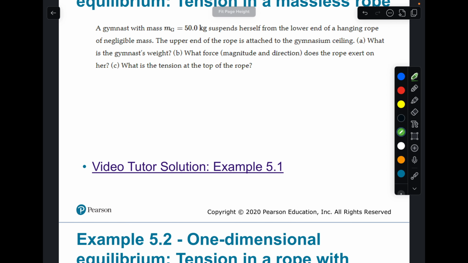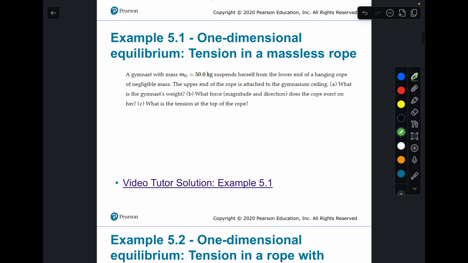Well, we don't need to draw a free body diagram in order to find the gymnast's weight. The weight is simply equal to the mass of the gymnast times gravity.